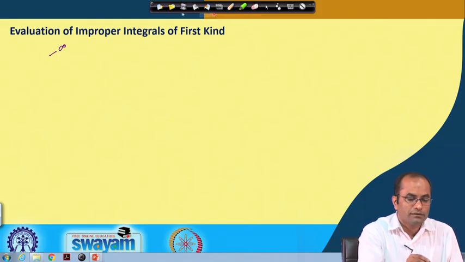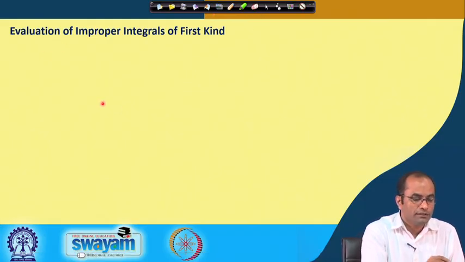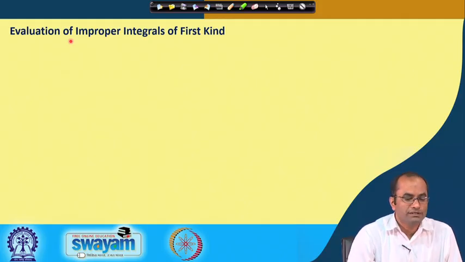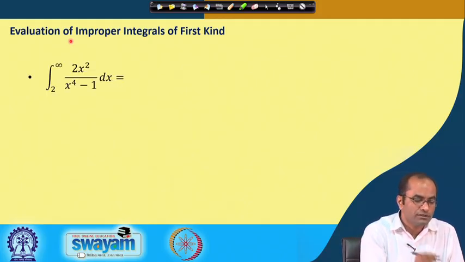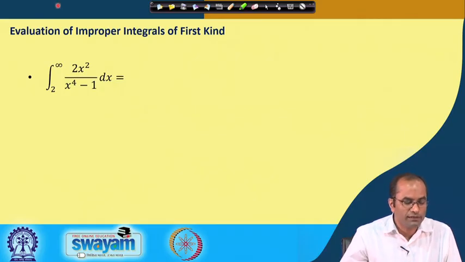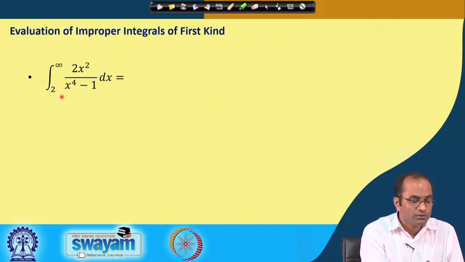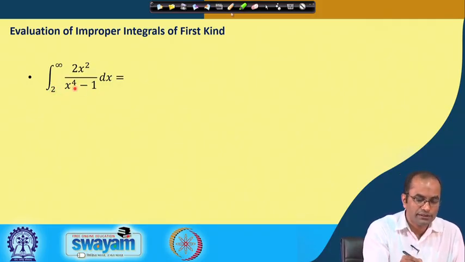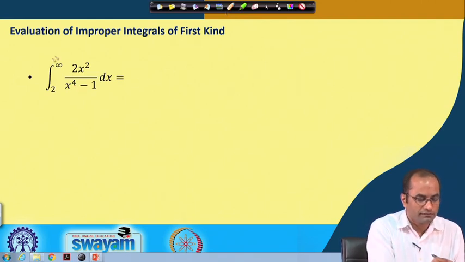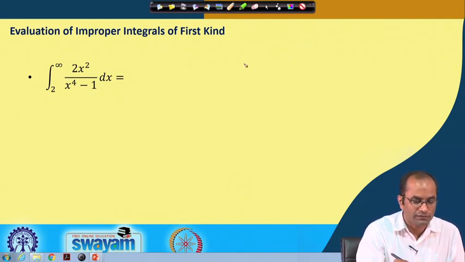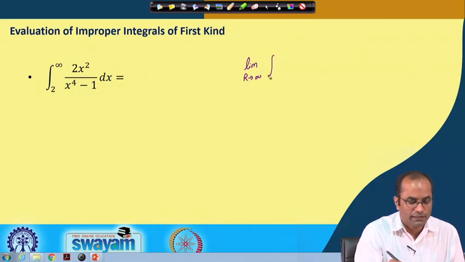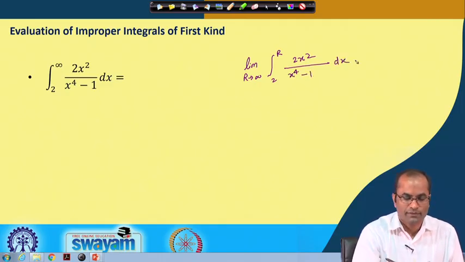So, now we will see how to evaluate improper integrals of the first kind. So, this is the example here. We have the integral from 2 to infinity of 2x^2 over x^4 minus 1 dx. In this case the trick is that we will remove this infinity and replace it with r. So, we have this integral equal to the limit as r goes to infinity of the integral from 2 to r of 2x^2 over x^4 minus 1 dx.